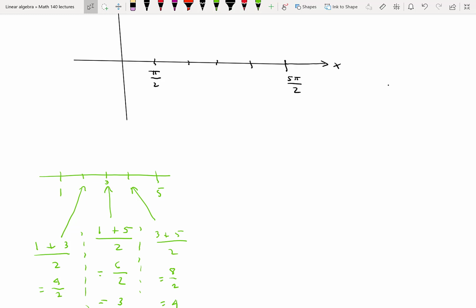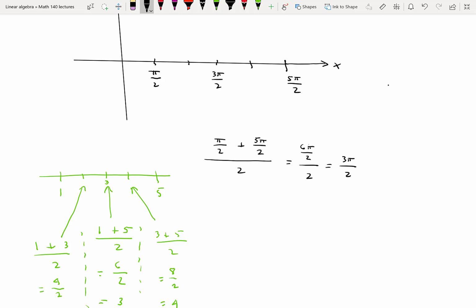Okay, but a lot of students have a hard time doing that. So suppose I want the midpoint. Suppose I want that point right there. To get that point, I take pi over 2, the first point, plus the last point, 5 pi over 2, and then I divide by 2. So 1 pi over 2 plus 5 pi over 2 is 6 pi over 2, and then I divide by 2. Well, 6 pi over 2 is 3 pi, and then divide by 2. So that must be 3 pi over 2.